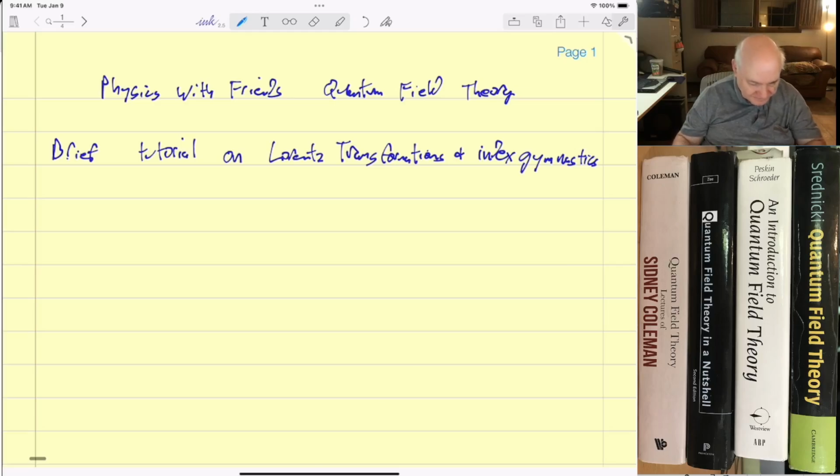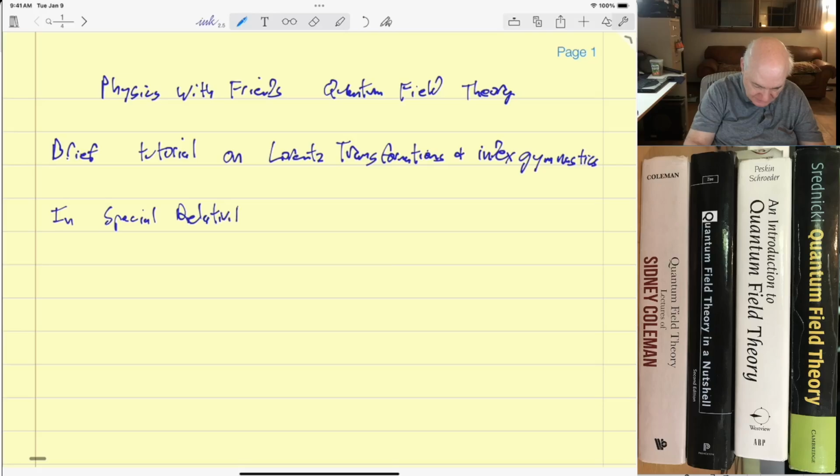Even though Sugneka uses g mu nu, I'm going to use eta mu nu in special relativity. And some of the stuff I'm going to do now is very, very basic. So I just want to, for those who haven't seen it before, make it very easy to understand.